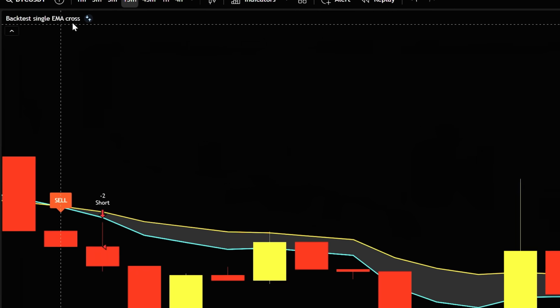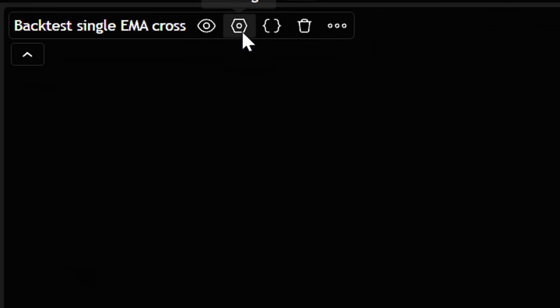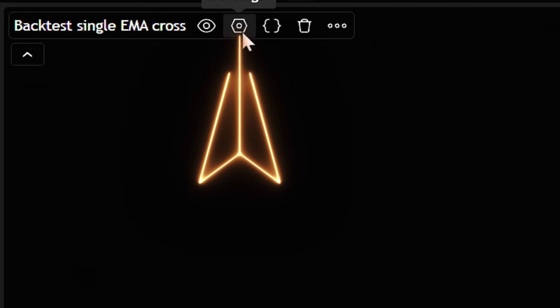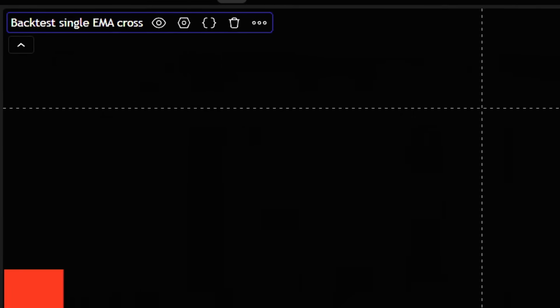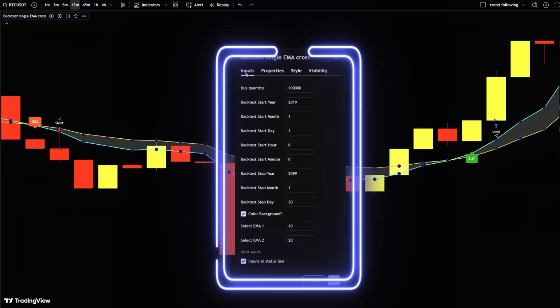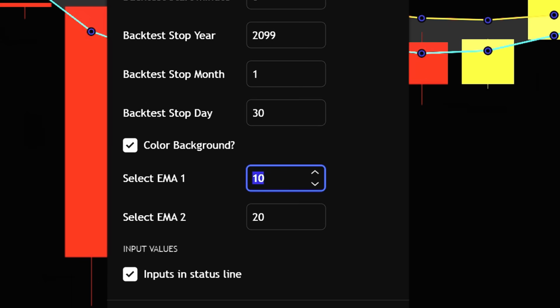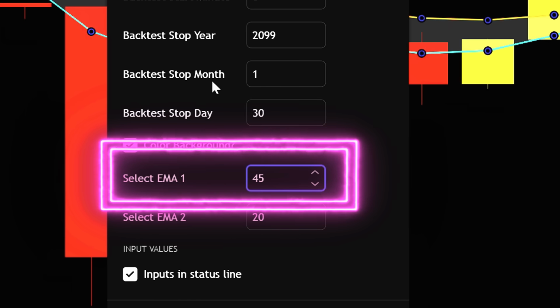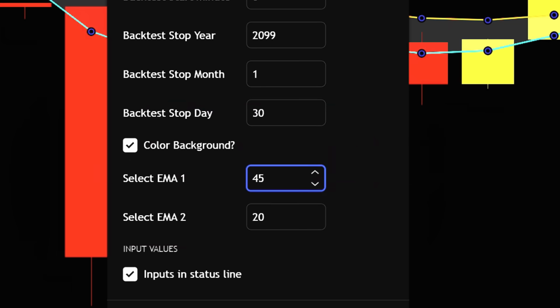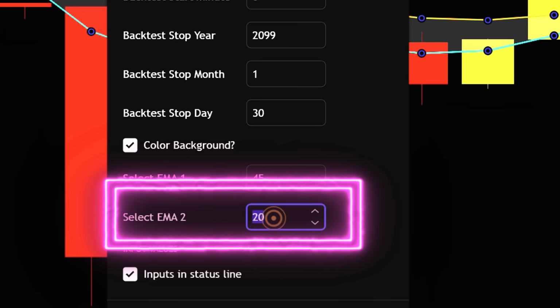But don't worry, the fix is super easy. Just head over to the indicator settings. You can find it by hovering over its name on the chart and clicking that little gear icon. Now in the Inputs tab, you'll see two EMA options. The first one, EMA 1, we're going to change from 10 to 45. And the second one, EMA 2, we're changing from 20 to 90.